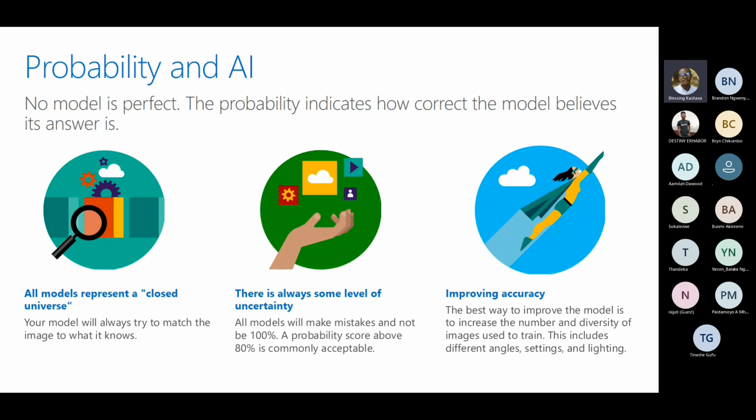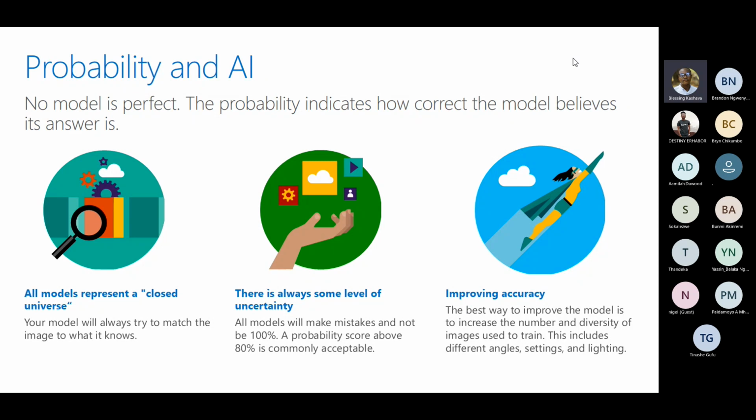And what I said, all models will make mistakes and not be 100%. A probability score above 80% is commonly acceptable. This basically implies that it won't exactly be perfect as you might expect, but 80% is acceptable. Like you saw in the previous example with the diseased cells, right? Based on whether they're healthy or they're cancerous, some might be flagged as healthy when they're not, because it can't exactly be accurate. How do you make it accurate?